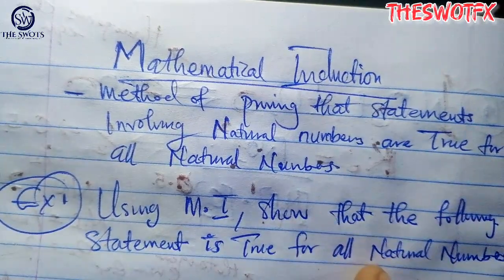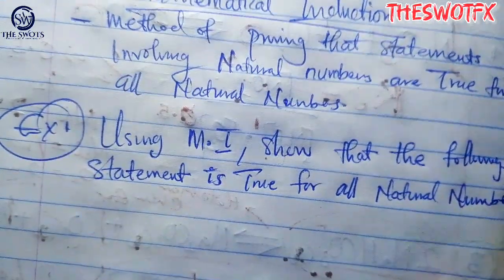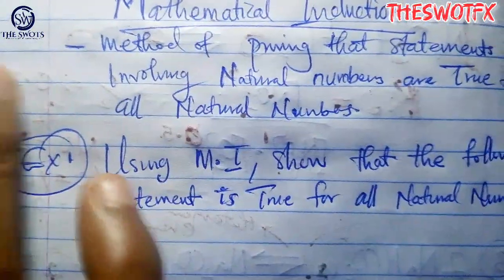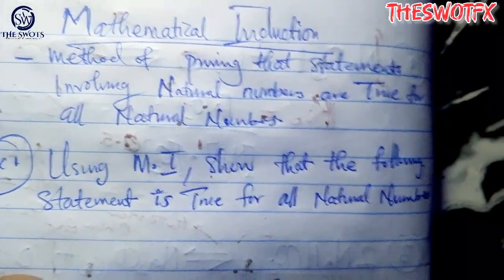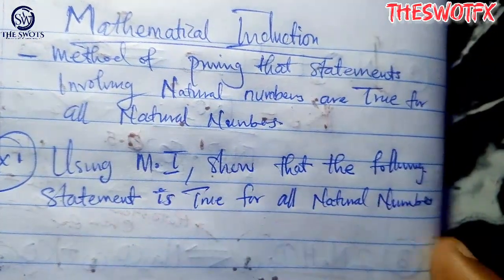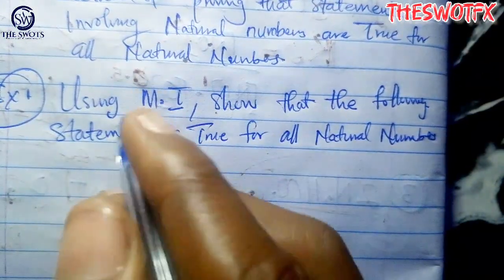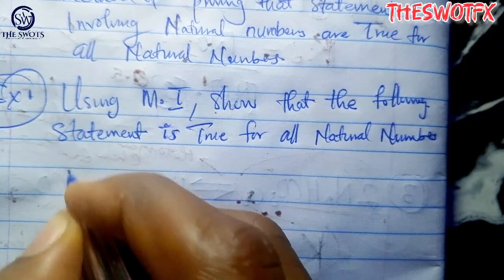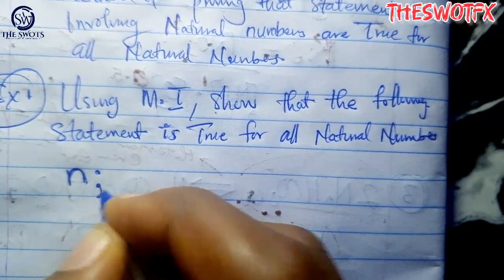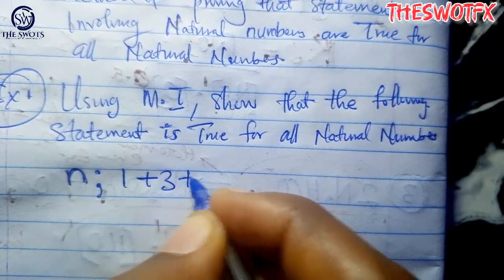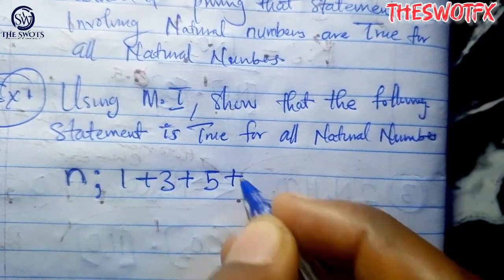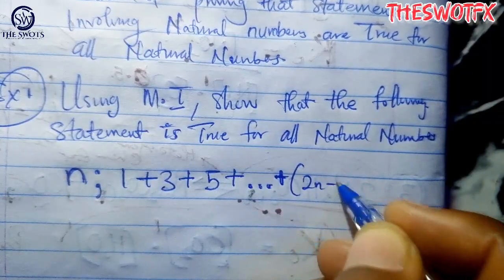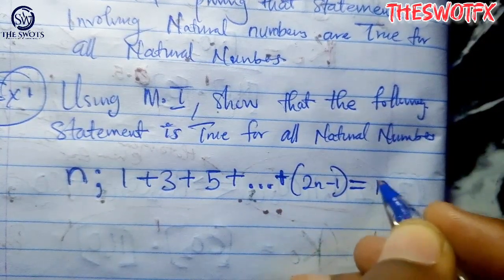But what is the statement? This is the question, but where is the statement? This is not the statement. The statement is: 1 plus 3 plus 5 plus and so on plus 2n minus 1 will give us n squared.